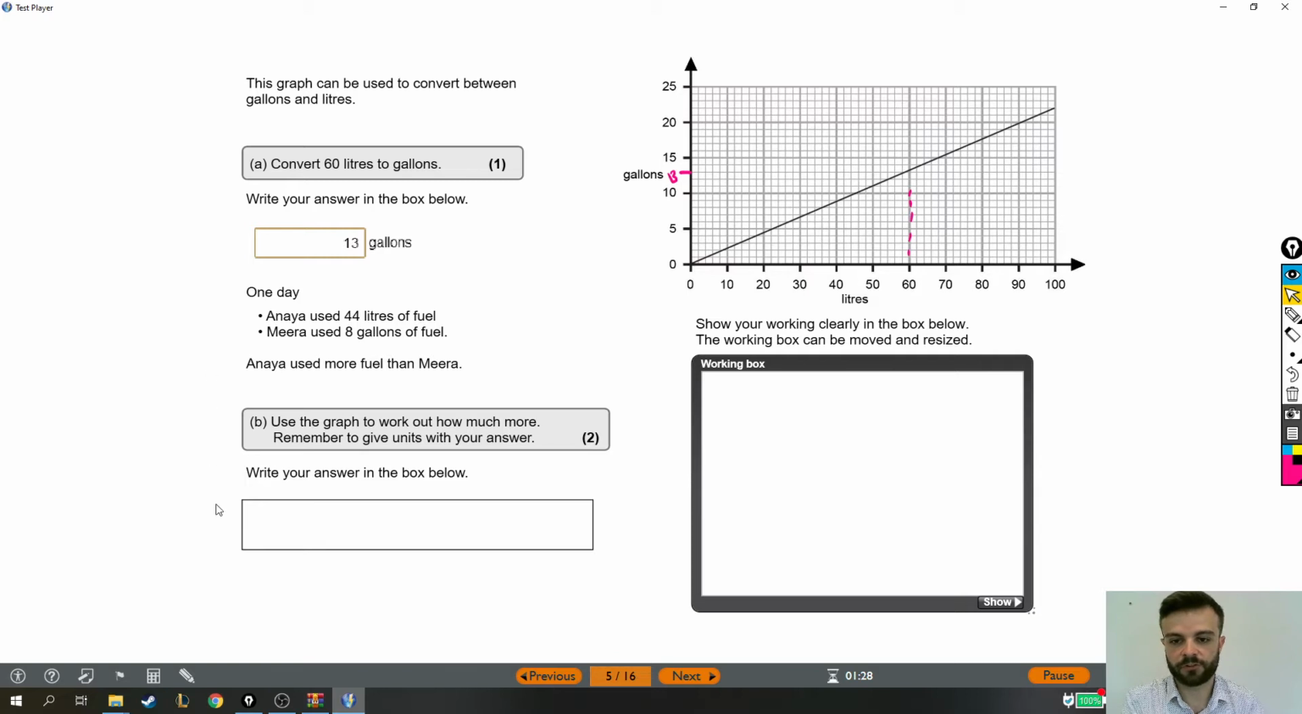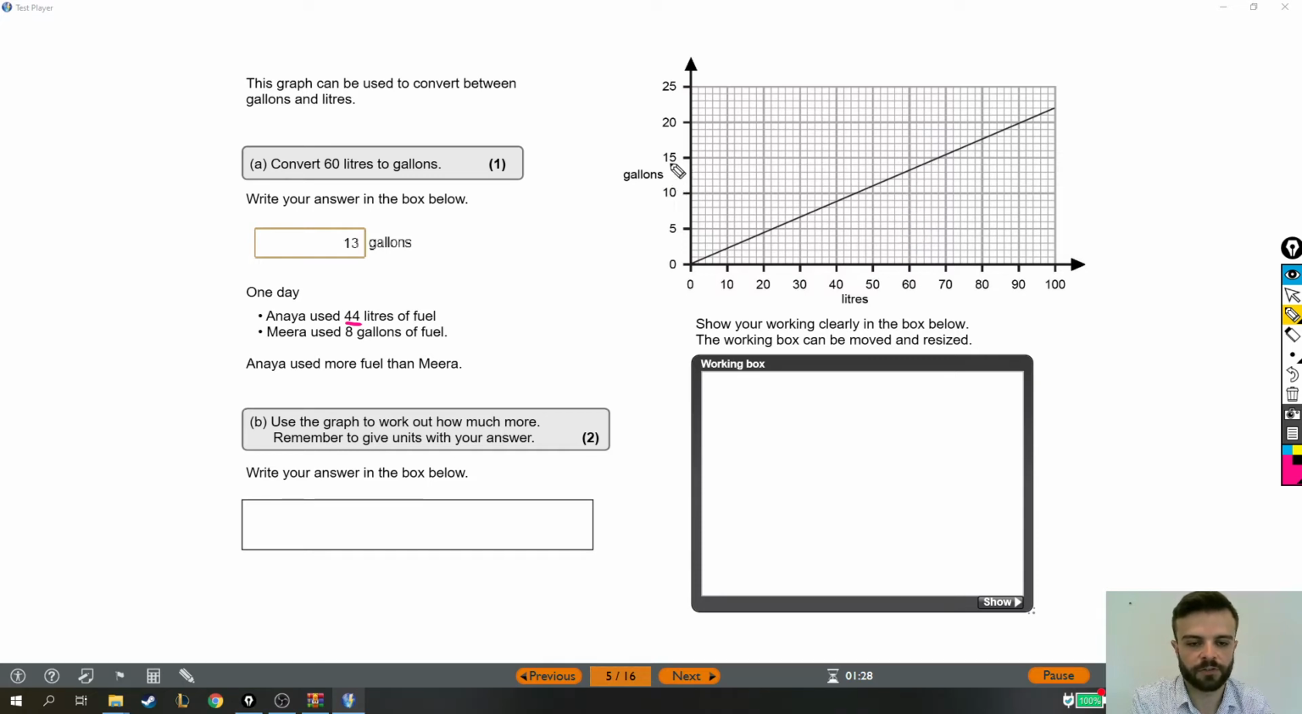Now the second part of this question is kind of asking us to do the same again, but with a little bit more context. One day, Anaya used 44 litres of fuel and Mira used 8 gallons of fuel. Anaya used more fuel than Mira. Use the graph to work out how much more. Now in this case it is actually up to us whether we'd like to convert this into gallons or this into litres. I'm going to choose to convert this into gallons, and we'll see what that comes to.